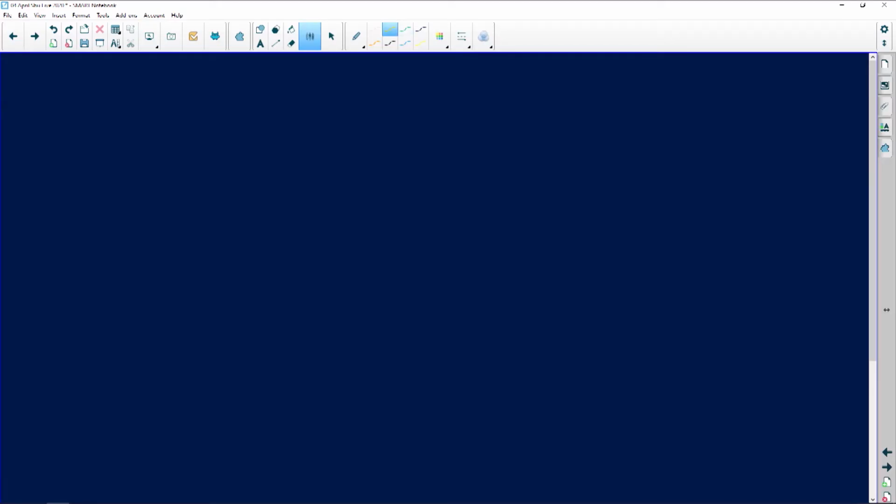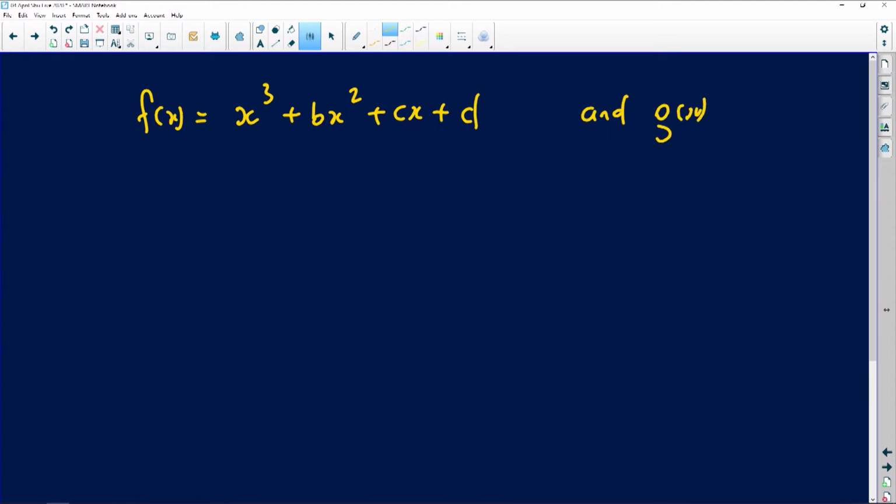It says here, we're given f of x, which is equal to x cubed, plus bx squared, plus cx plus d, right? Apparently, this is drawn on the same set of axes with another graph g, which says g of x is just 2x.